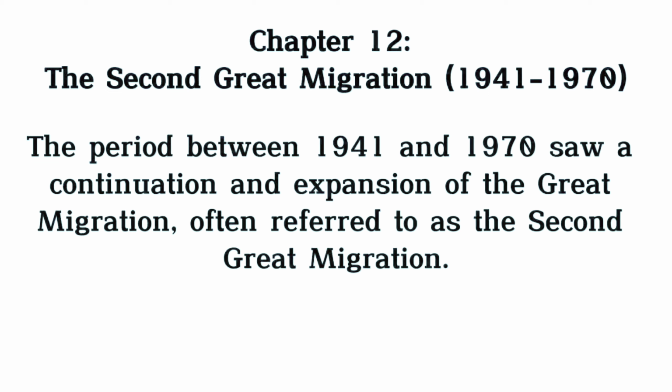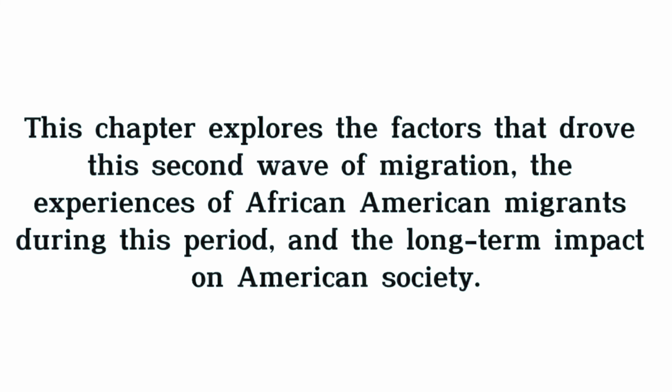Chapter 12. The Second Great Migration, 1941 to 1970. The period between 1941 and 1970 saw a continuation and expansion of the Great Migration, often referred to as the Second Great Migration. This chapter explores the factors that drove this second wave of migration, the experiences of African American migrants during this period, and the long-term impact on American society.